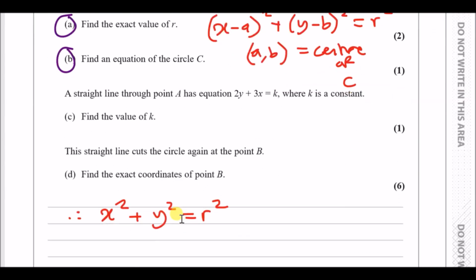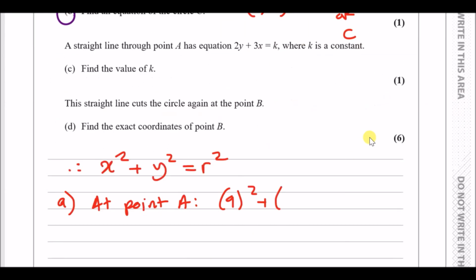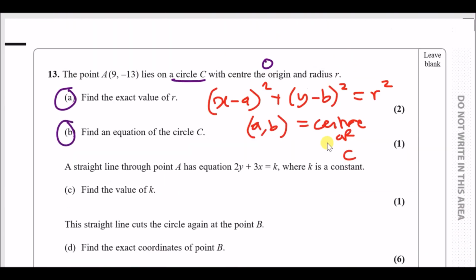Let's plug point A into this equation, yeah? So at point A, we're going to now have x, which is 9, and y, which is minus 13. So 9 squared plus minus 13 squared, and it's now going to equal... what's that going to equal? And that's going to equal r squared. So basically, to solve for r, literally put this in your calculator and then square root to find r, and your answer should be 5 root 10. Yeah, that's it. Straightforward.